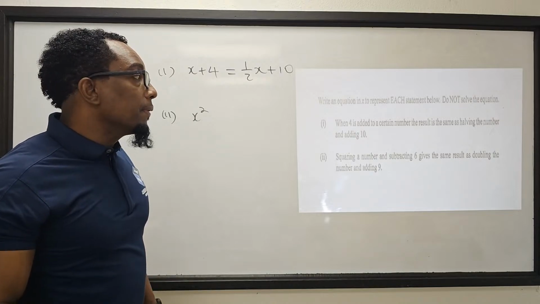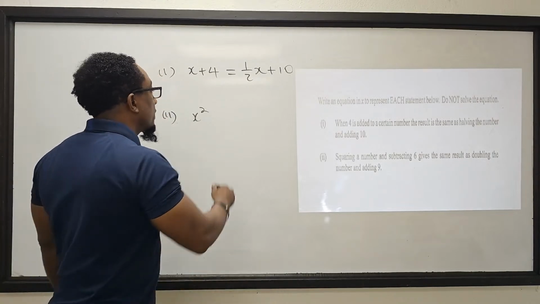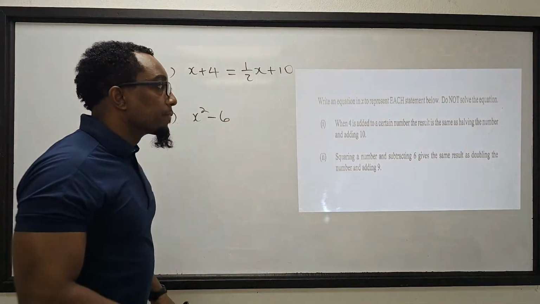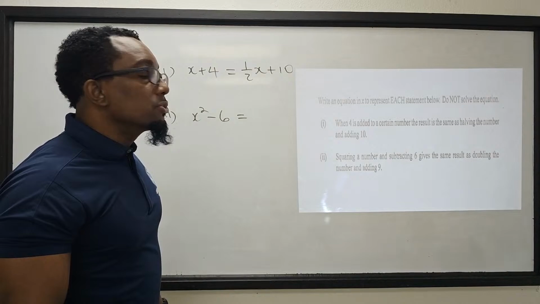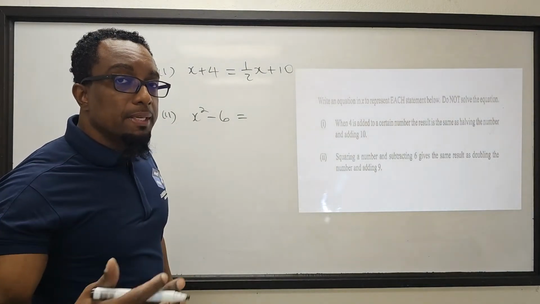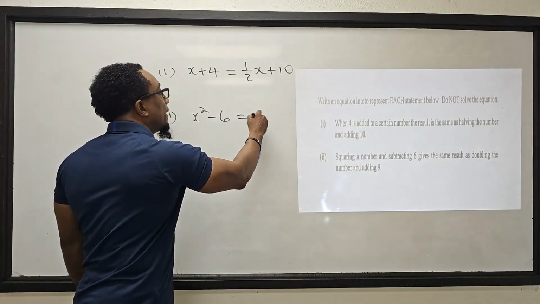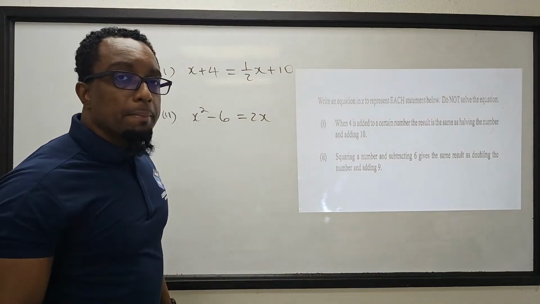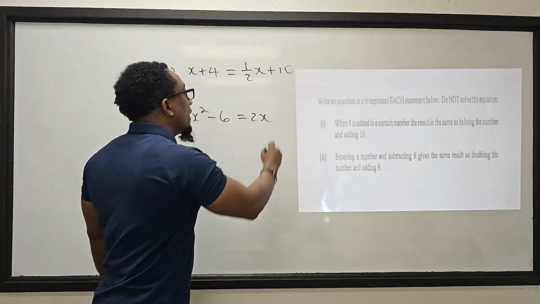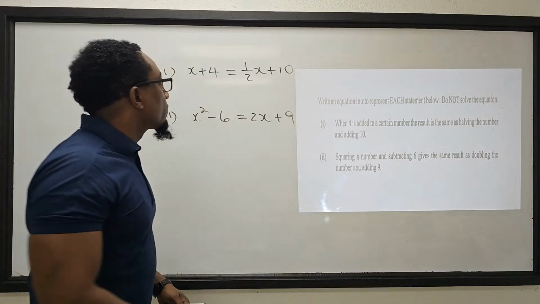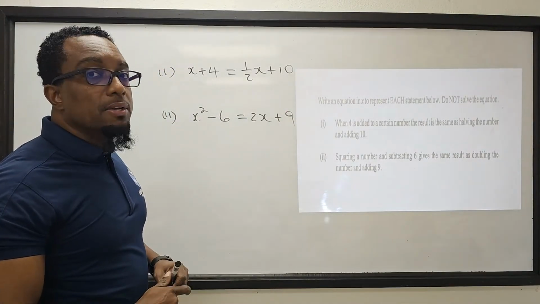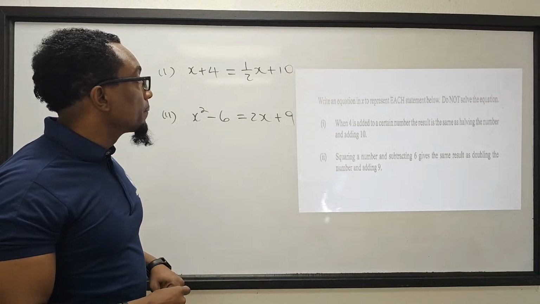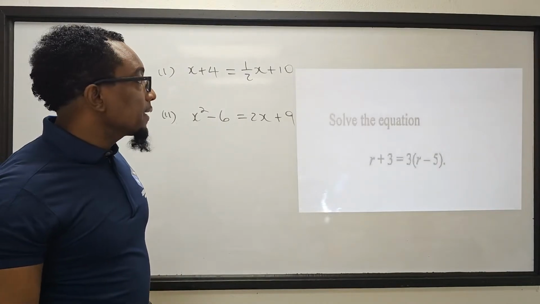That's squaring a number, and subtracting 6 gives the same result, which is an equal sign, as doubling the number. Doubling means to multiply by 2. The number is x. So I double the number, multiply by 2, adding 9. We have created an equation. So they want us to create the equation, not solve it. Okay? Let's look at the other.